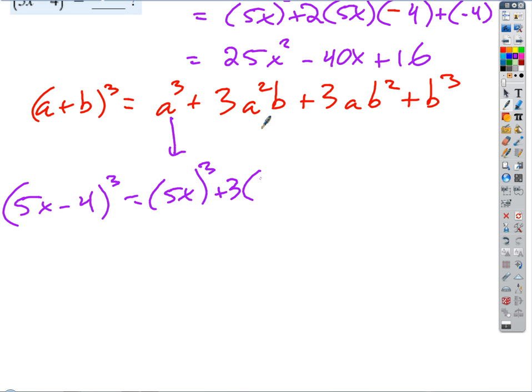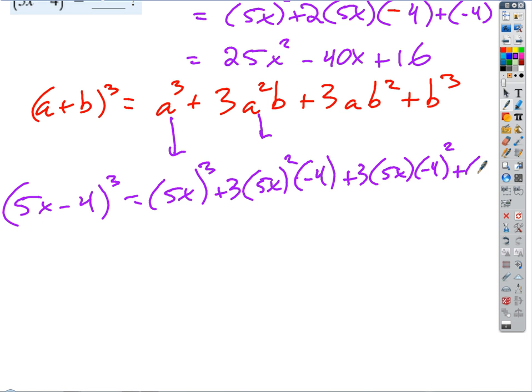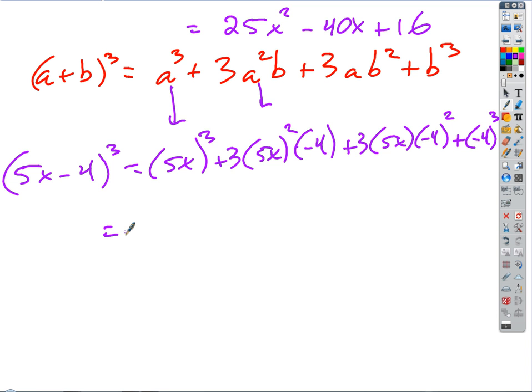Plus 3 times 5x quantity squared times negative 4. Plus 3 times 5x times negative 4 squared. Plus negative 4 cubed. Okay, so what's 5 cubed? 125. Plus 25 times 12. We can do 12 times 4, and 4 times 25 is 100. So 12 is just 3 packets of 4, so it's just 300, negative 300.